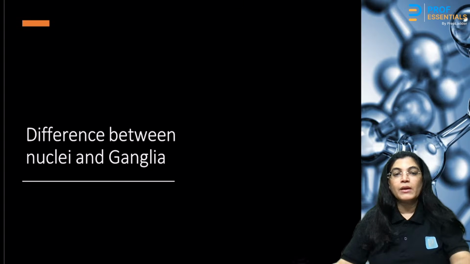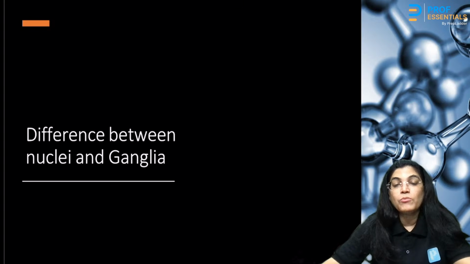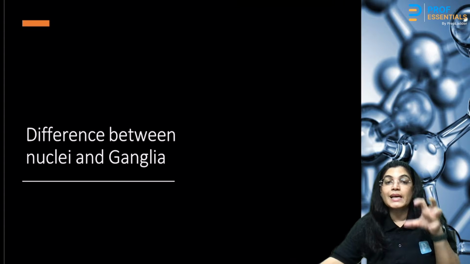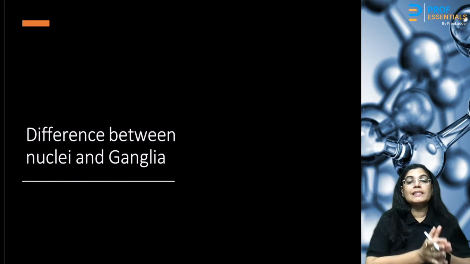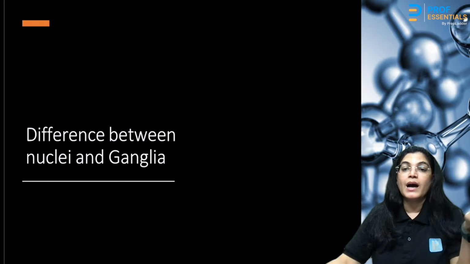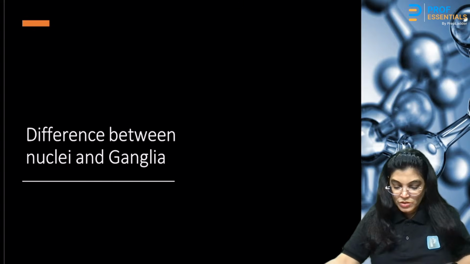The collection of nerve cell bodies lying within the central nervous system is called nuclei, and the collection of nerve cell bodies lying outside the central nervous system is called ganglia. This is the basic difference between nuclei and ganglia. These are basic concepts which can be asked in the university examination and also during the viva. So please write down the difference. Let's start writing it. So we will write nuclei.